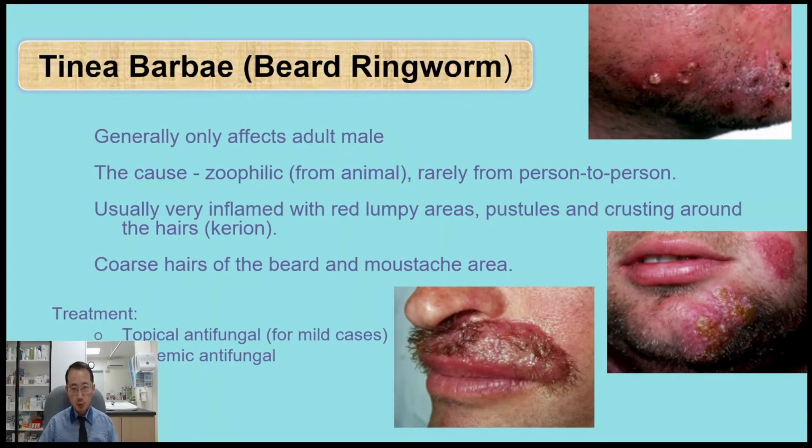So another site, tinea barbae. This is beard ringworm, generally affecting males, caused by animals, usually varying from person to person. Usually much inflamed with red lumpy areas and all these small little pus. Alright. So for this, usually we give oral antifungal as well as topical creams or shampoo.